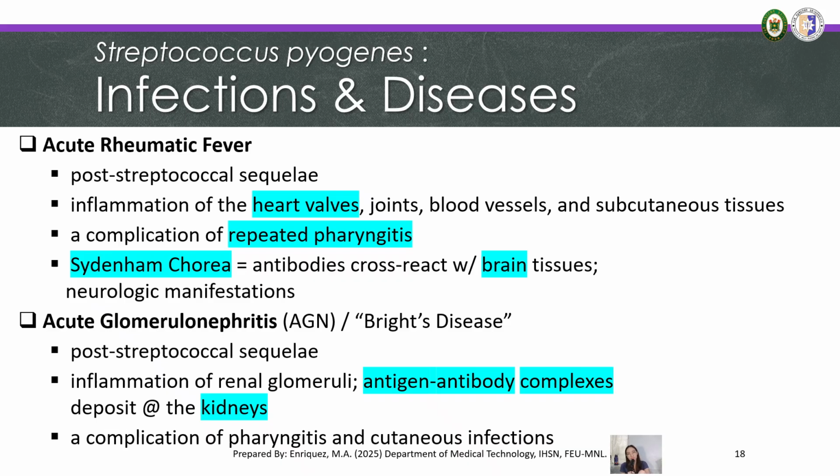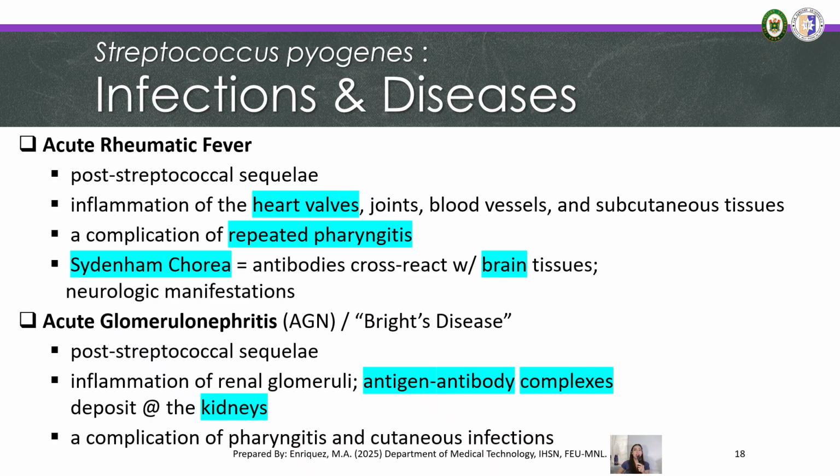Nagkakagulo na naman yung immune system dito. So, circulating immune complexes are found in the serum of patients with acute glomerulonephritis. And it is thought that those antigen antibody complexes deposit in the glomeruli. Okay, ulitin po natin, 'di ba? Yung Streptococcus pyogenes may antigens sa cell walls. Next, yung immune system natin magpo-produce ng antibodies. So they bind together creating these antigen antibody complexes.